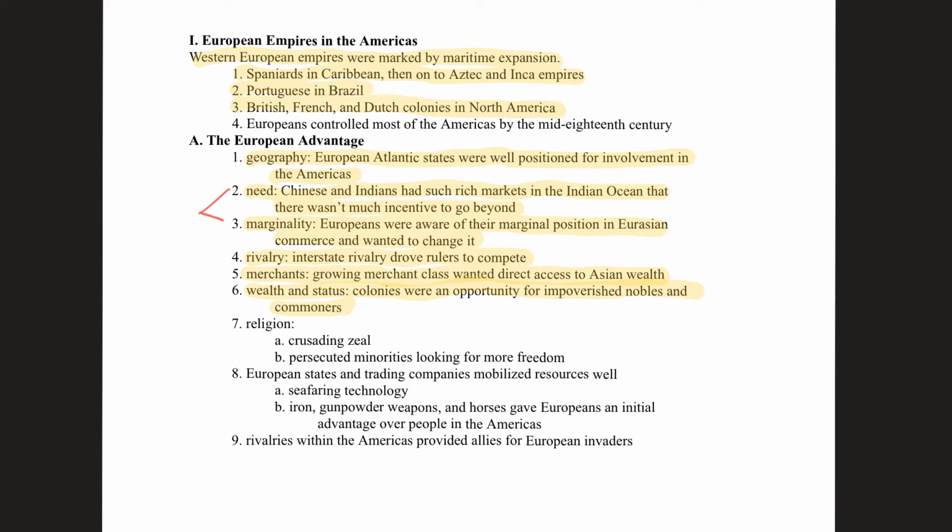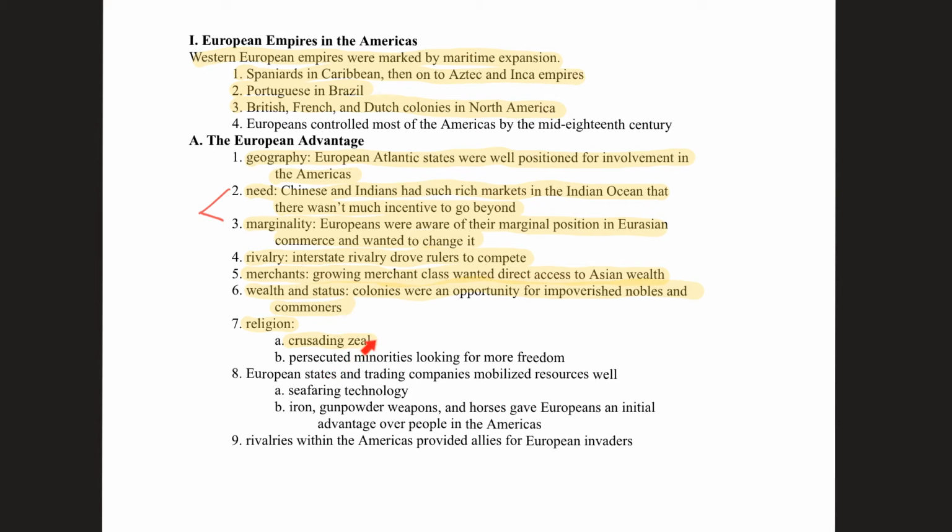And the last one here, and we will have some notes that go with some of the stuff underneath number 7, is going to be religion. One, there's a massive crusading zeal going on here, and this is not anything new. This is just a continuation from what was going on in an earlier era. So what's going on here?